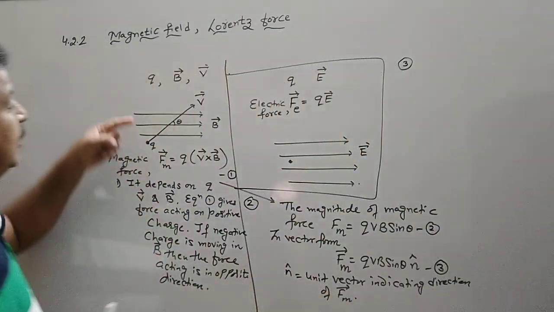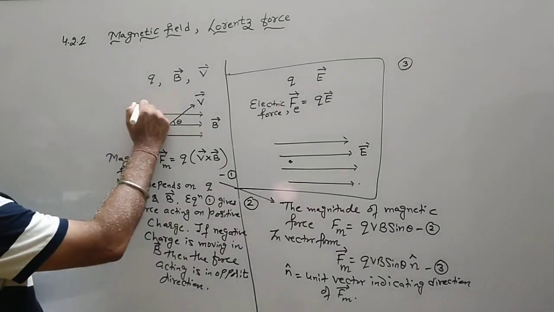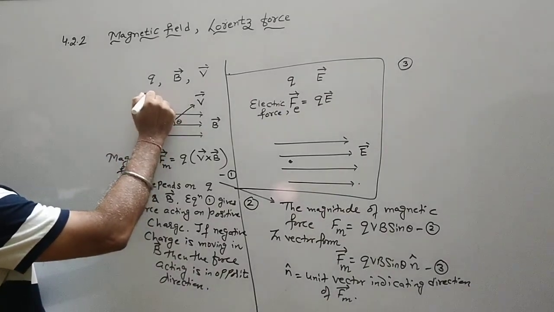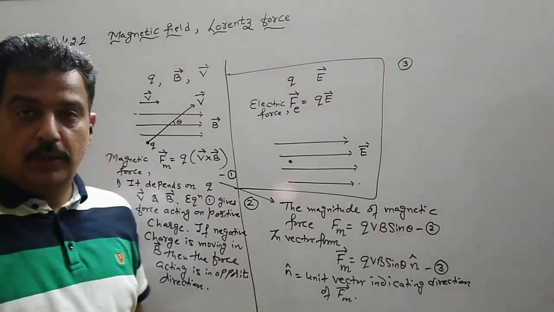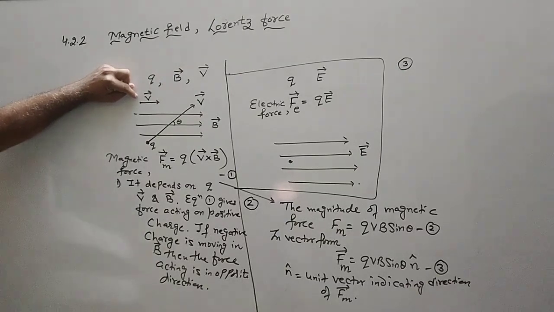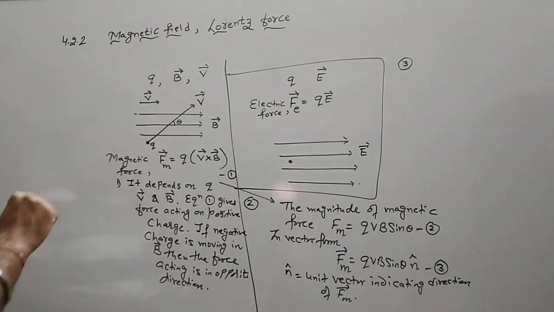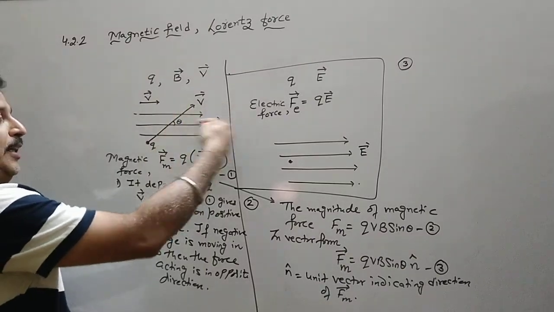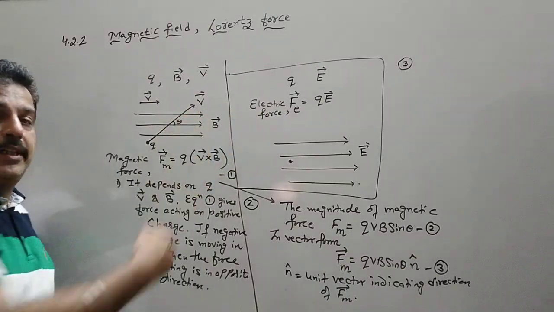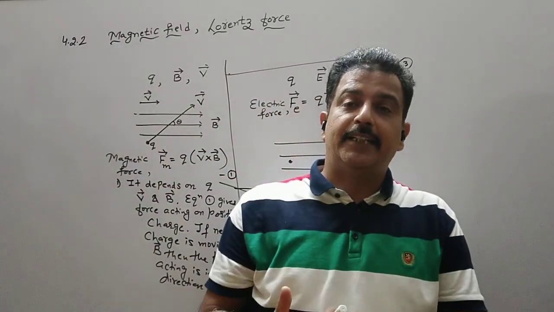So if a particle enters parallel to the magnetic field, suppose the particle enters in this direction, then clearly the angle is 0 and sin 0 is 0. So no force will act on it and the particle will travel along a straight line. Similarly, if the particle enters anti-parallel to it, suppose the particle enters from the opposite side, then theta is 180. Again sin 180 is 0.